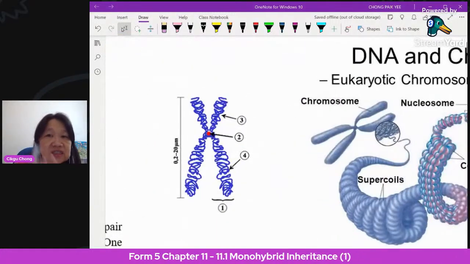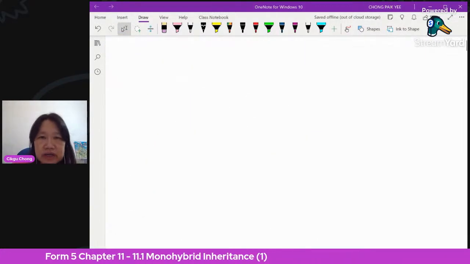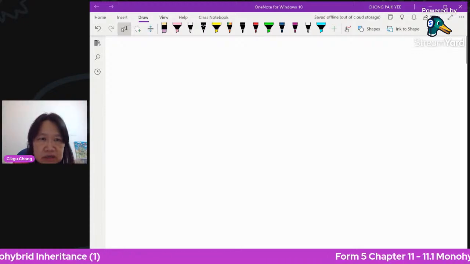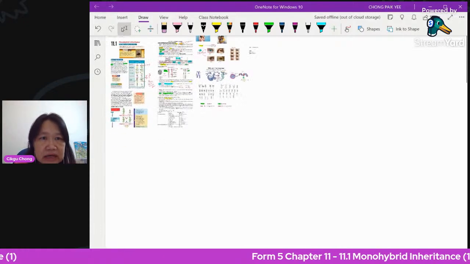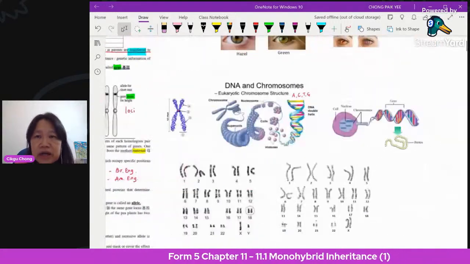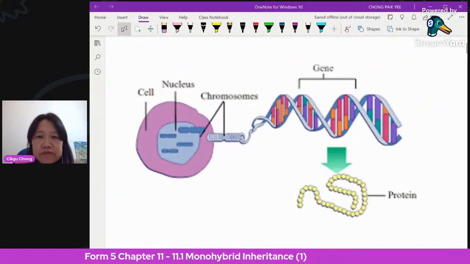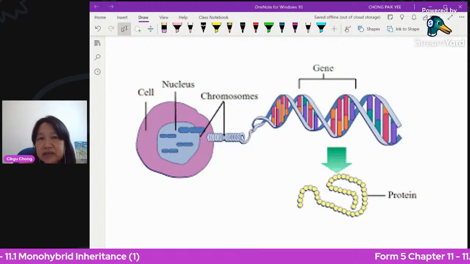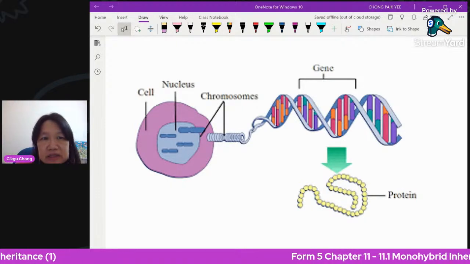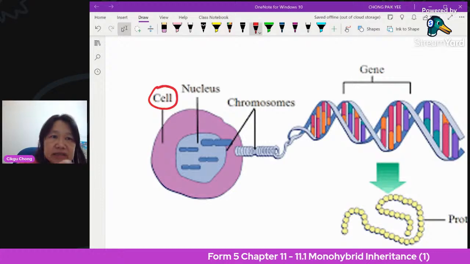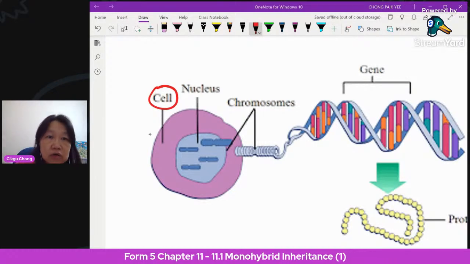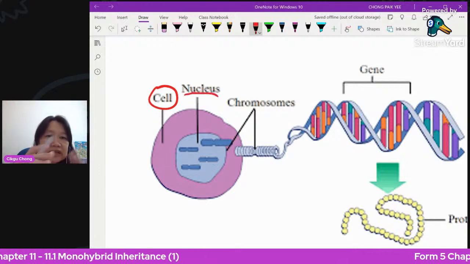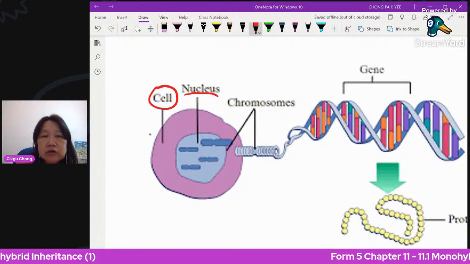Where are these genes? We have to go right down to the DNA first. I hope you remember your DNA. Okay, look at this DNA. First of all, where is the DNA? The DNA is in the cell. In the cell, you have the nucleus first. Inside the nucleus, you have the chromosomes.